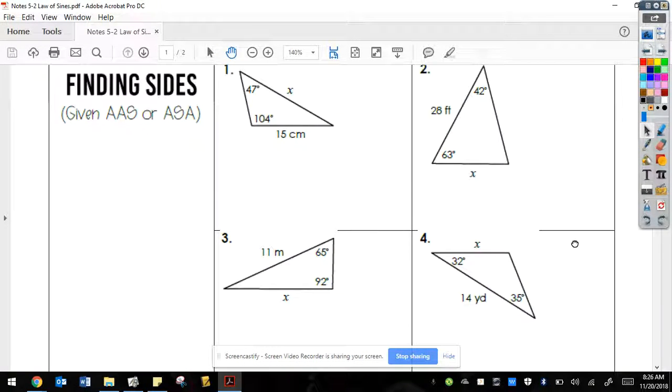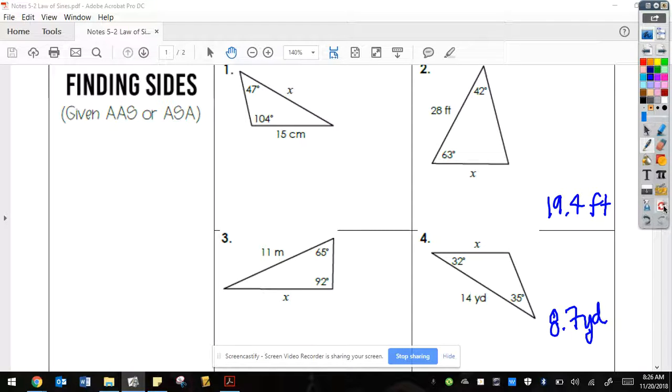If you tried numbers 2 and 4 like you were supposed to, you should have gotten 19.4 feet for number 2, and then 8.7 yards for number 4.